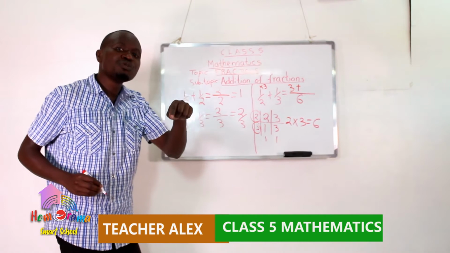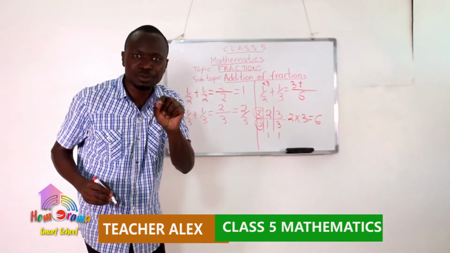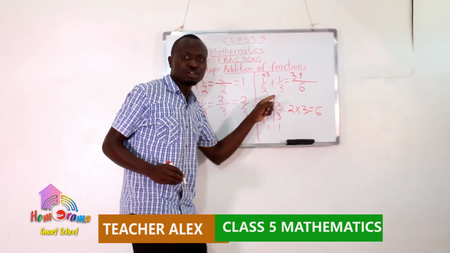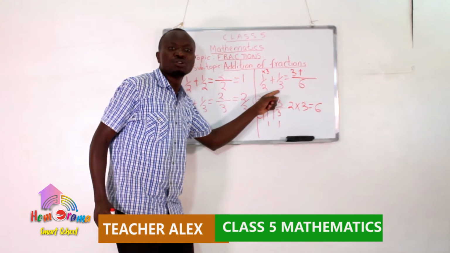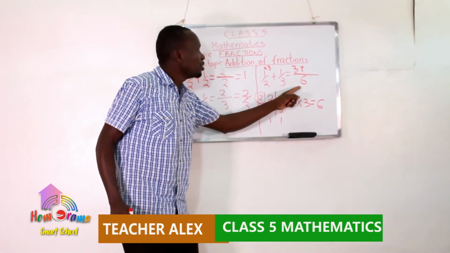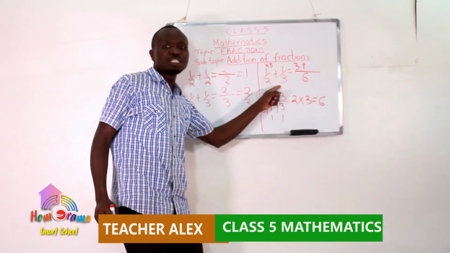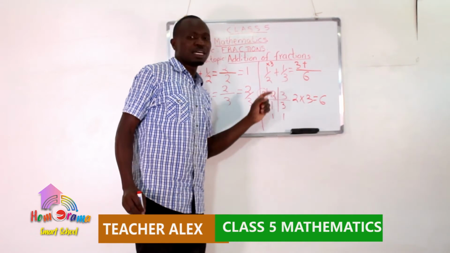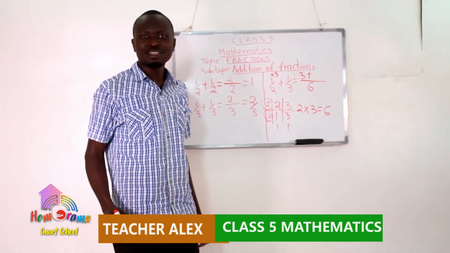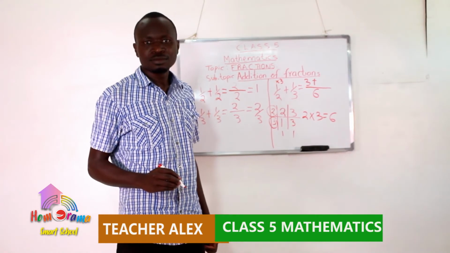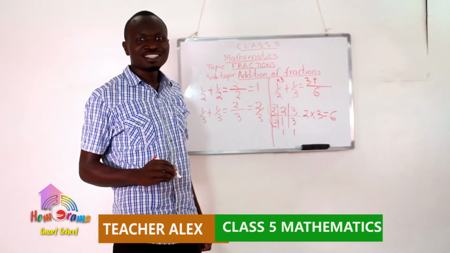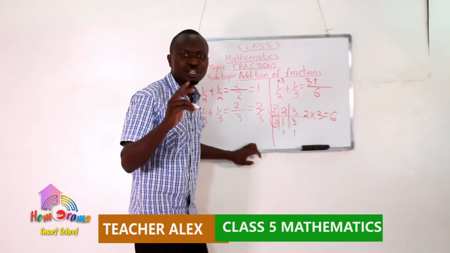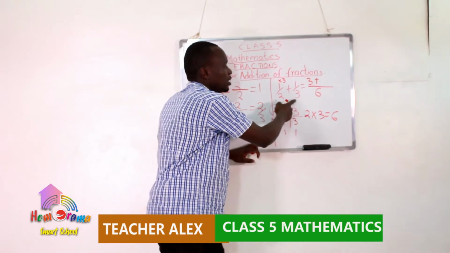And then I move to the denominator of the second fraction. Let's check on the board. The denominator of the second fraction is 3. Now I divide the LCM by the denominator of the second fraction. That will be 6 divided by 3. You can divide it somewhere. 6 divided by 3, you are going to get 2.